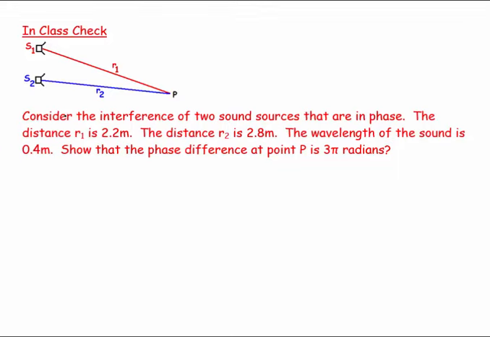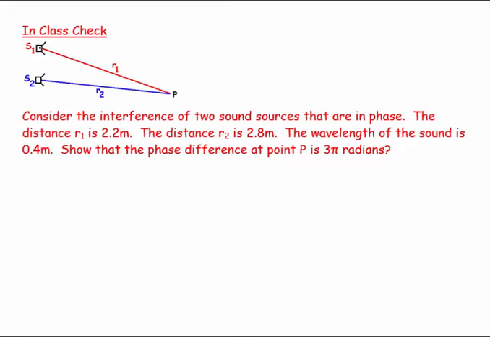Welcome. This question says, consider the interference of two sound waves that are in phase. The distance r1 is 2.2 meters, the distance r2 is 2.8 meters, the wavelength of sound is 0.4 meters. It says, show that the phase difference at point P is 3 pi radians.